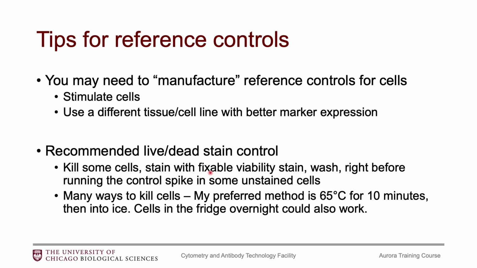Once you do that, most people like to use the fixable viability stain. So you'll stain with that, then wash that away. And then if you want to, right before, you can spike in some unstained cells if you're not sure if you still have live cells left.